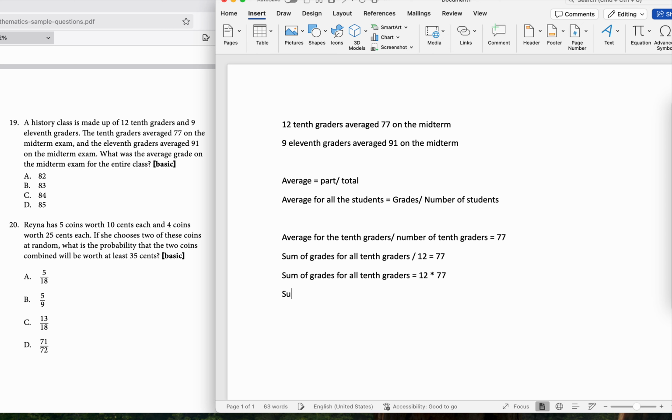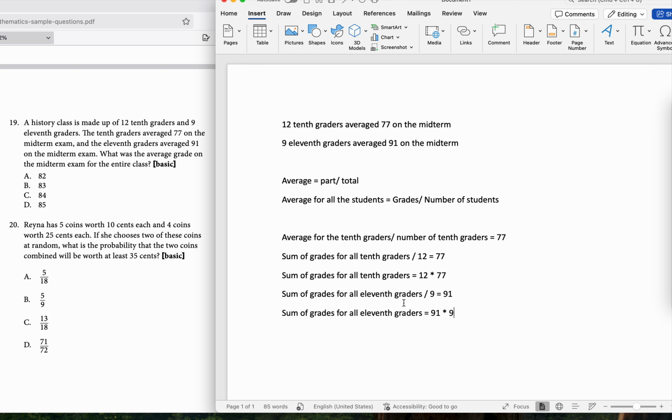We want to figure out the sum of grades for all 11th graders too. I know that's divided by 9, which is the total number of 11th graders, and they tell me their average for the midterm was a 91. So again, I want to undo that division. So the sum of all the 11th graders' grades, multiply both sides by 9, equals 91 times 9.